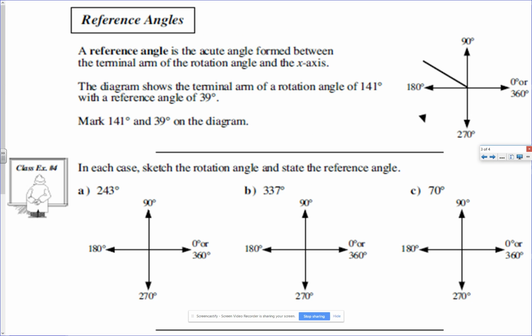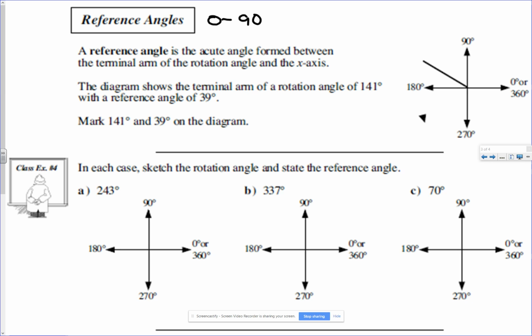So reference angles are another type. They specifically have to be between 0 and 90. So a reference angle has to be between 0 and 90. Similar to a principal angle, which has to be between 0 and 360. A reference angle can only be 0 to 90.